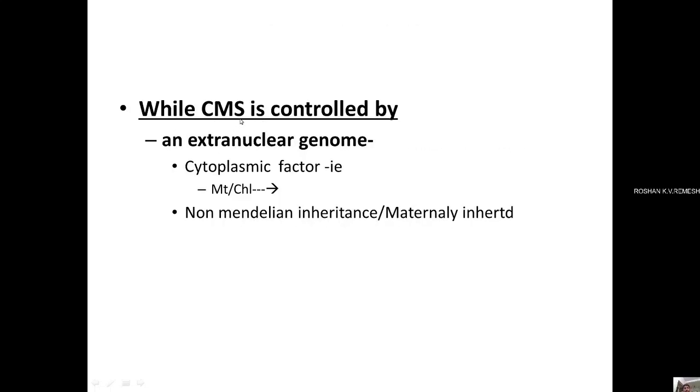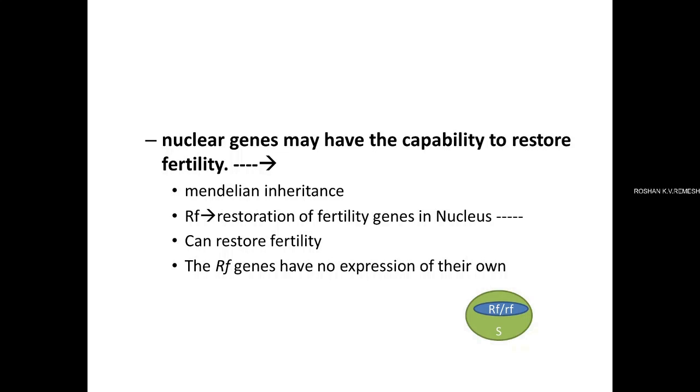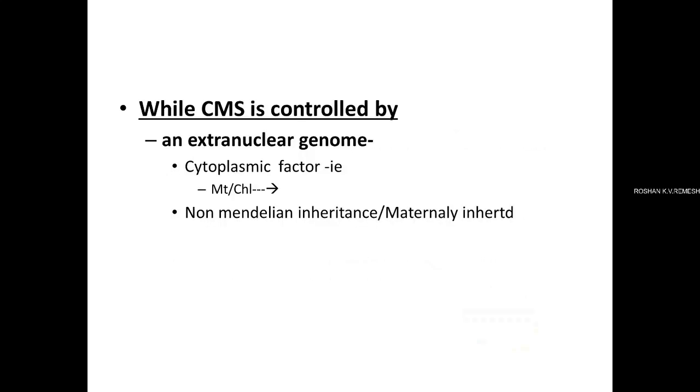This cytoplasmic male sterility may be controlled by some of the extranuclear genetic materials. That means they may be mitochondria, chloroplast, or some other cytoplasmic factors. That's why they show non-Mendelian inheritance. We have seen that maternal inheritance is mainly because of some of the cytoplasmic factors or cytoplasmic genetic materials. Here in the case of CMS, that is also controlled by some of the extranuclear genetic materials or cytoplasmic genetic materials.